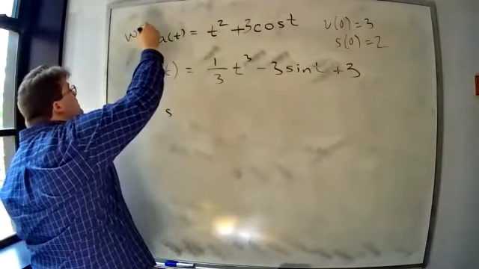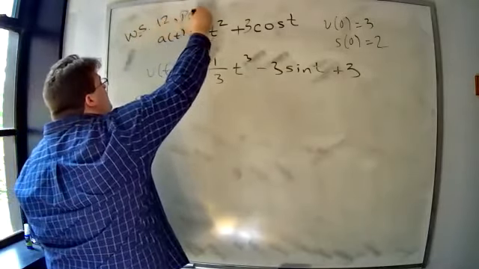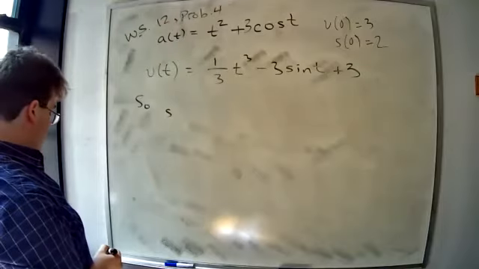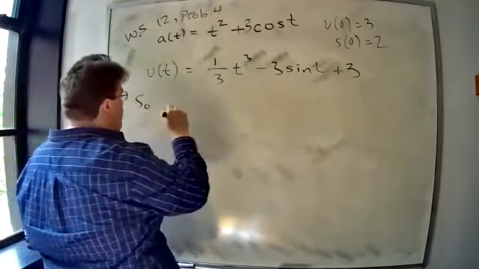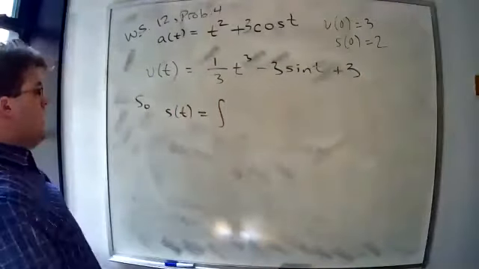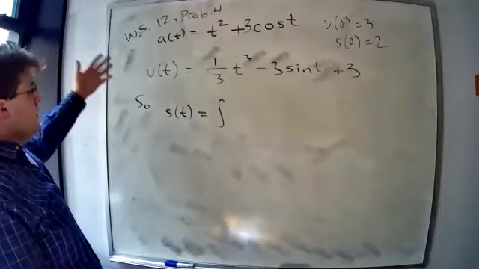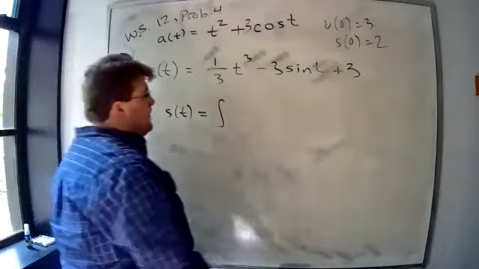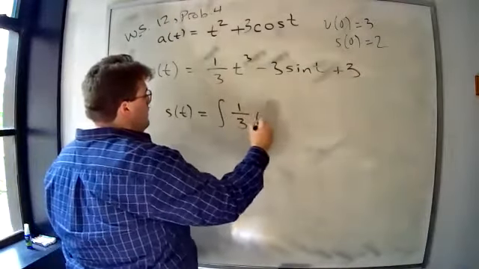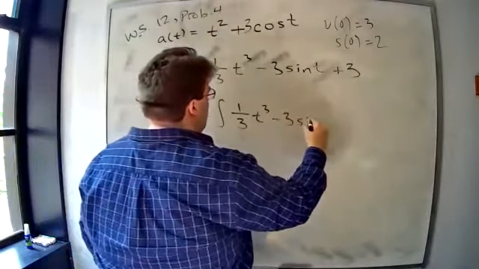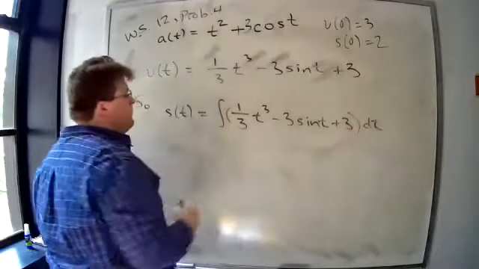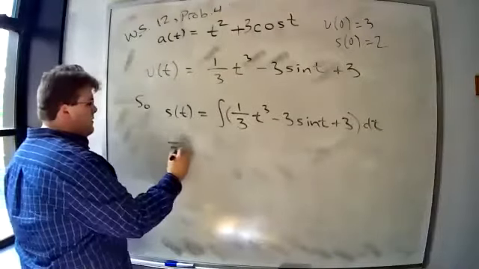So I'll say worksheet 12, problem, I think it was 4. I did 3. So S of t we could find by taking the indefinite integral of velocity, but then using this condition to solve for the constant. And what do we get here?